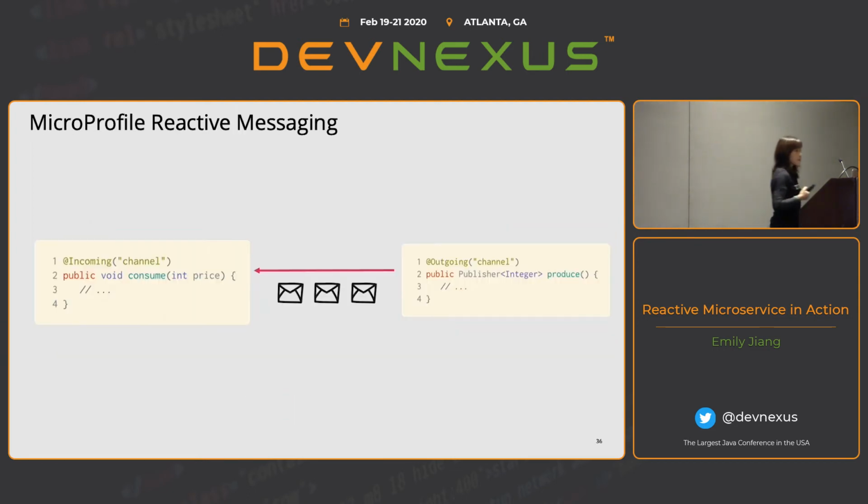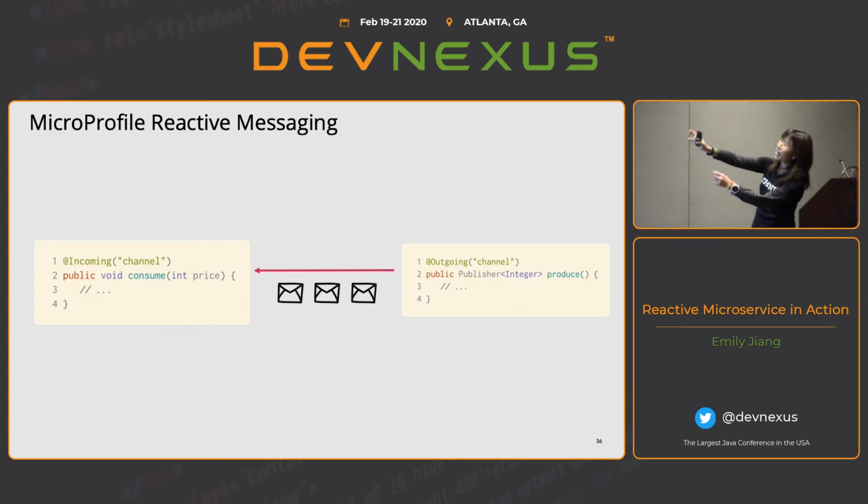So how do I do it? It's actually quite simple. There are two APIs we introduced in MicroProfile Reactive Messaging. One is Incoming, which is more like the consuming side. So I say, okay, I'm interested in channel 1, I'm the consumer. The other one is Outgoing, so basically it's a publisher. You publish a message to a channel, to channel 1.